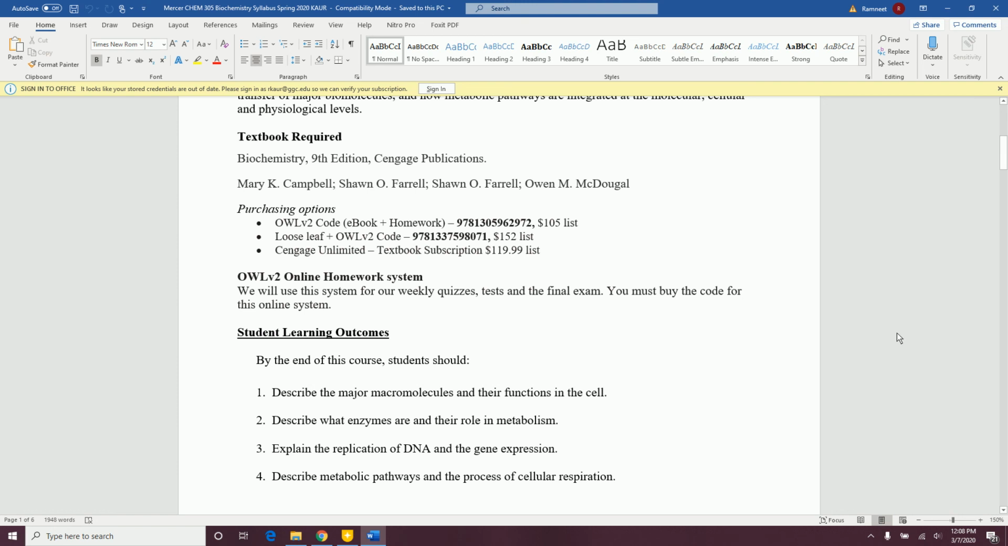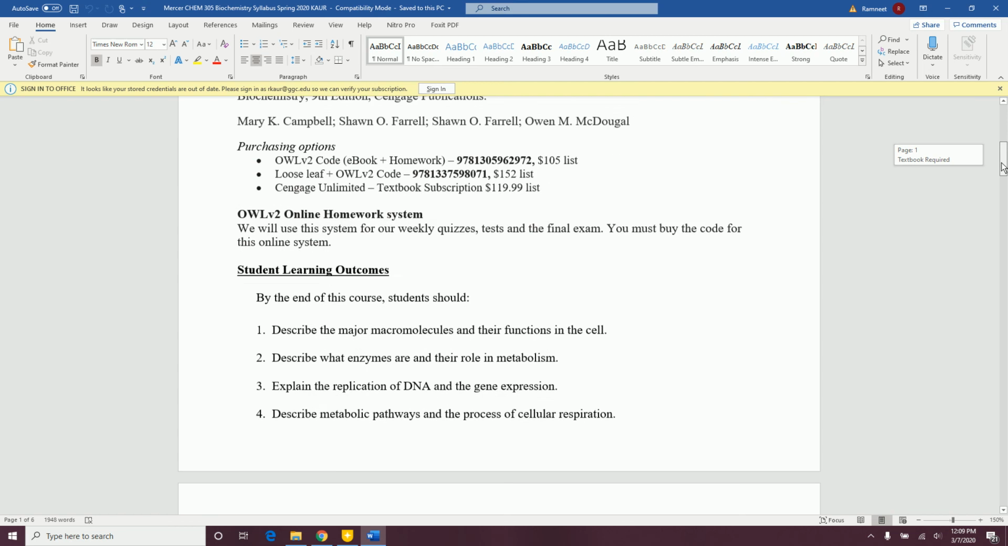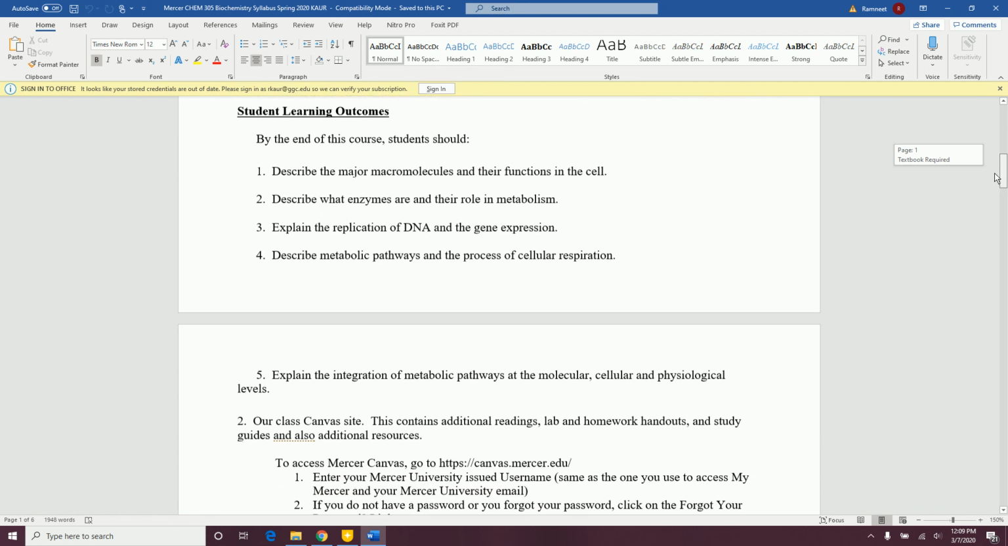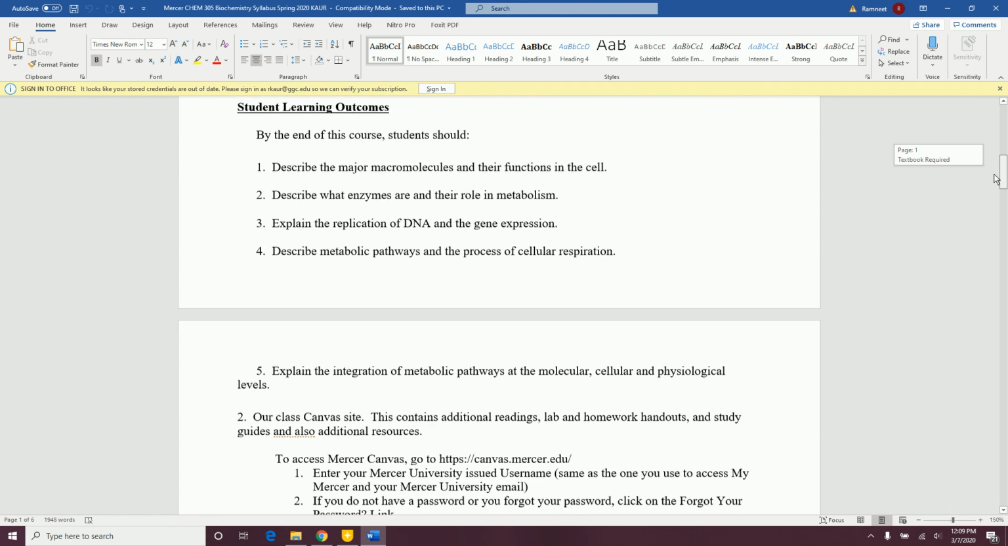For this week, I am not assigning you homework on the Cengage online homework system. Rather, this week you will have your first quiz on Mercer Canvas, because I know that a lot of people are still in the process of buying books and this code. These are the student learning outcomes, which you can go over.